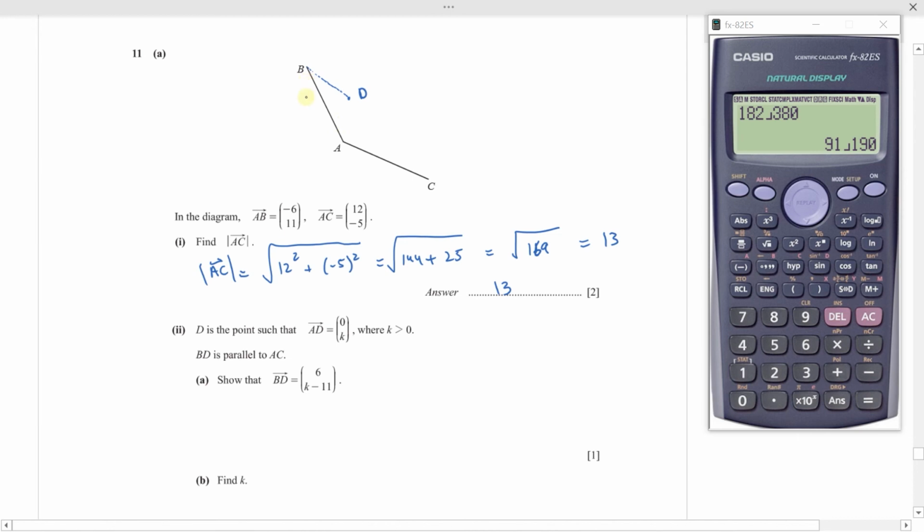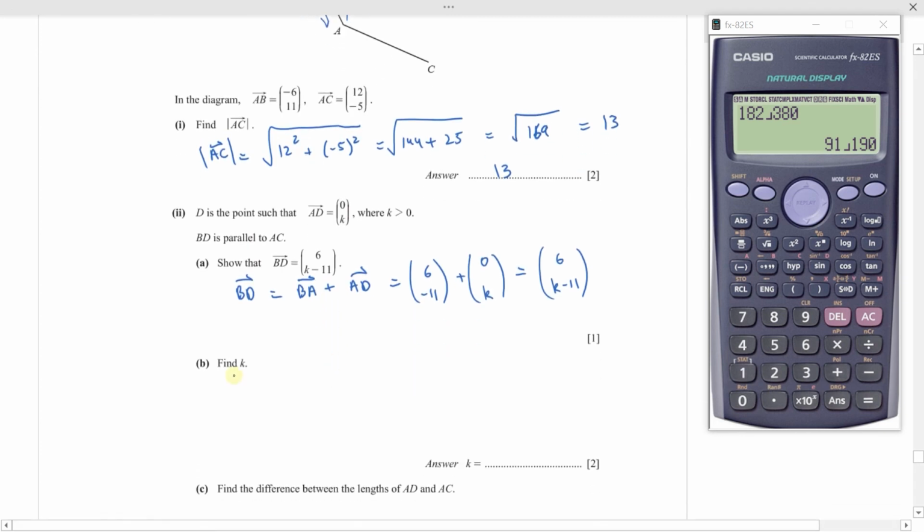So I can also calculate BD using the head to tail rule. BD will be equal to BA plus AD. BA will be minus AB. So your AB is this. If I multiply it with minus, I will get BA. So if I multiply by minus here, I will get 6 and minus 11. And plus AD is 0K. And then once you add them, you get 6 and K minus 11. That's what you have to show, 6, K minus 11. The next part is find K.